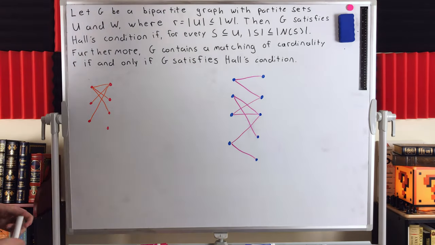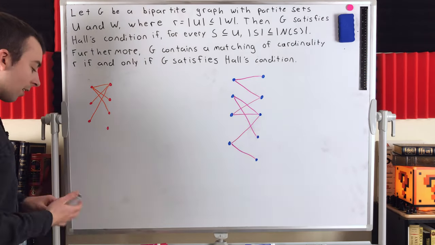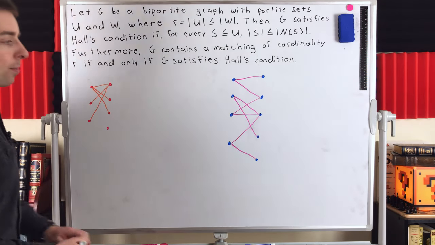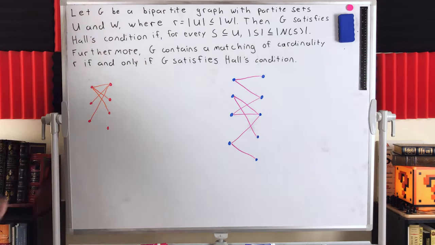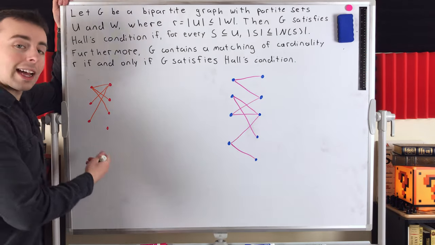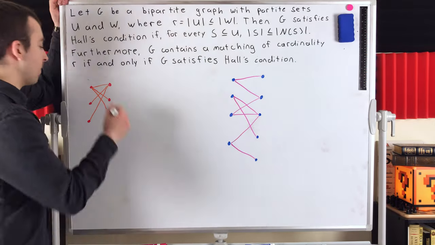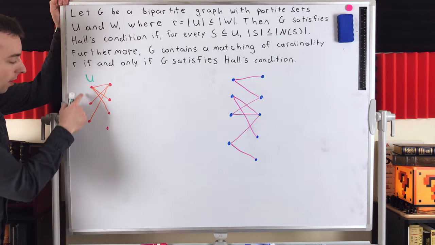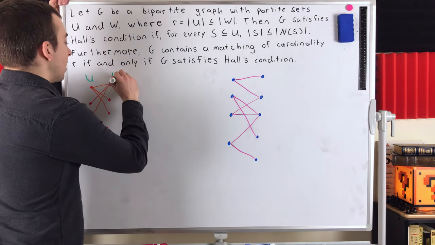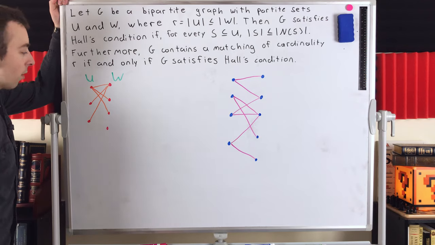Now, hopefully to help make this a little more clear, we'll take a look at a couple examples and I do think that will help. So here is a bipartite graph. First, let's identify our partite sets U and W. This is the smaller partite set with three vertices. And then here we've got W, partite set with four vertices.